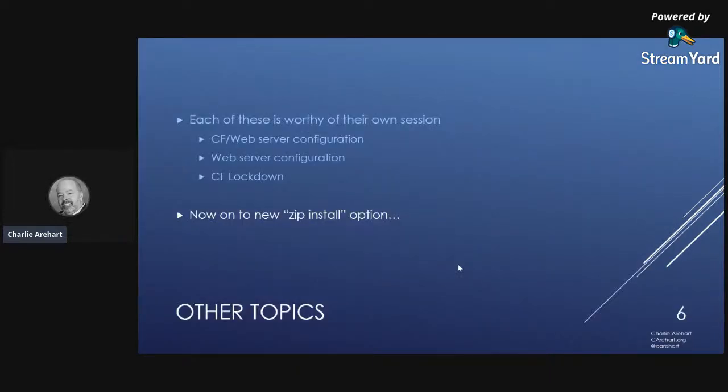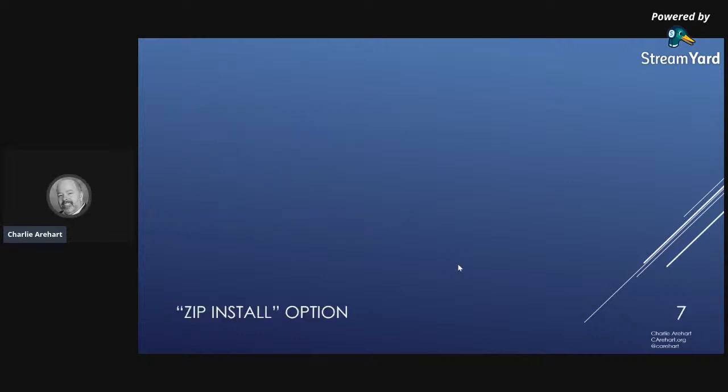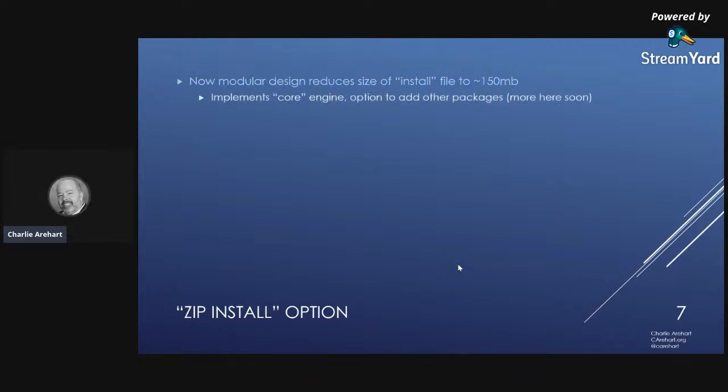So let me just go ahead and start talking about the zip installer. So the zip installer, again, is new in 2021. It's a new modular design to really reduce the size of that install file. You might have noticed that that other full installer was like a gig, and it's a gig on Windows, a gig on Mac, a gig on Linux. It's a gig plus. The new zip install is much smaller. It's only 150 meg. And it just implements the core engine and gives you the option to add other packages. And we'll talk about that in a minute.